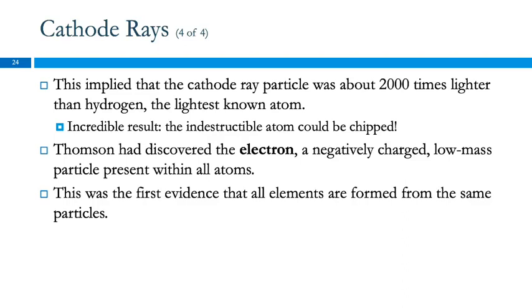So, this is not a history of chemistry class, and so fast forward, what he had discovered was the electron, a negatively charged particle inside the atom that has very low mass. And all atoms have electrons. That's why you can get these cathode rays, and they're always the same, doesn't matter what the material of the cathode is made out of. So this was the first evidence that all elements are formed from the same particles.